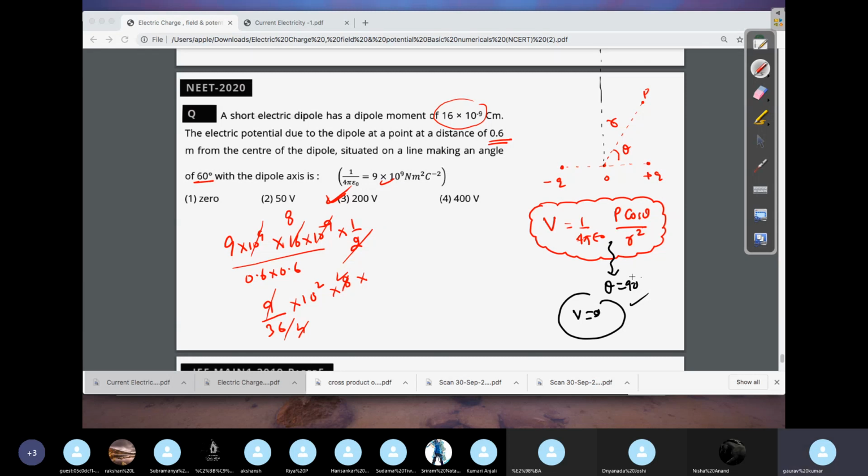See here. If you rotate the dipole from here to here, what will happen? Your potential will first be at cos 0 degree. You know this cos graph, na? It goes like this. So potential will be maximum here. It will continuously decrease and drop to 0 here, and then from here to here it will become negative. And then again like this. This is how the potential variation will take place if we rotate this dipole. It's a cos graph.